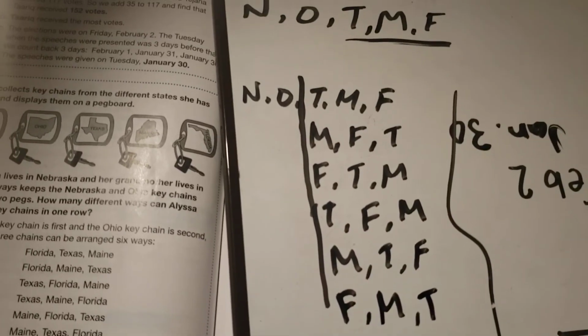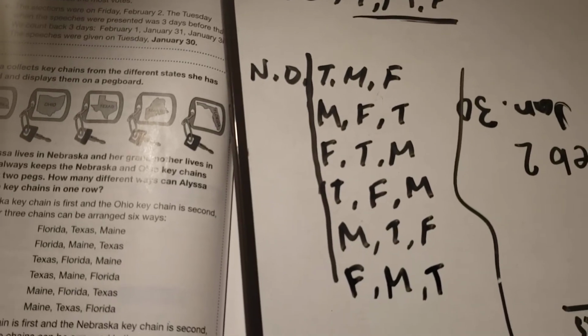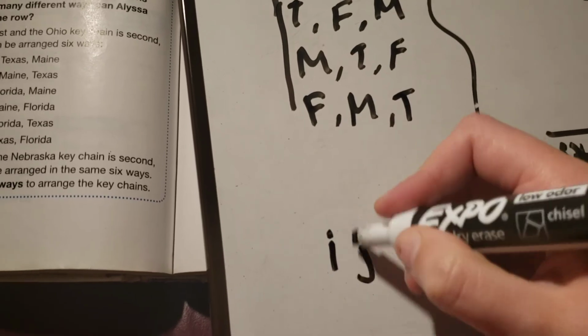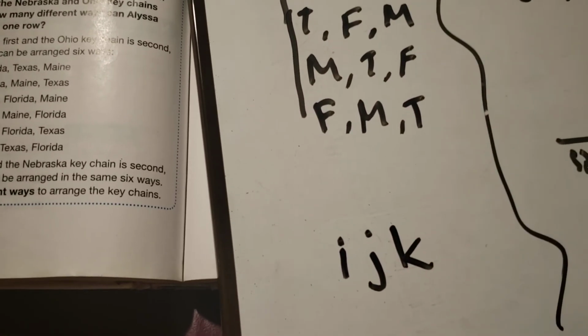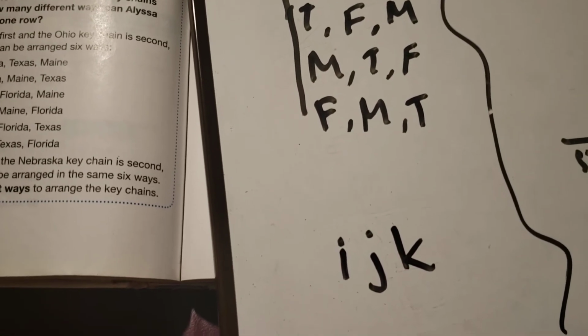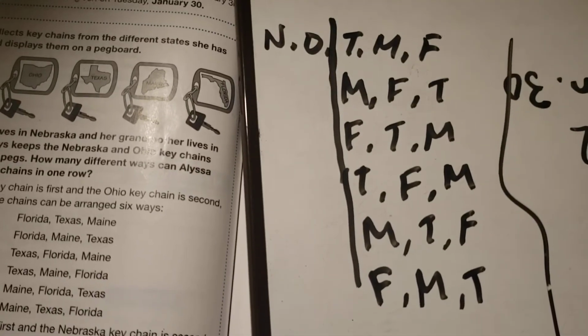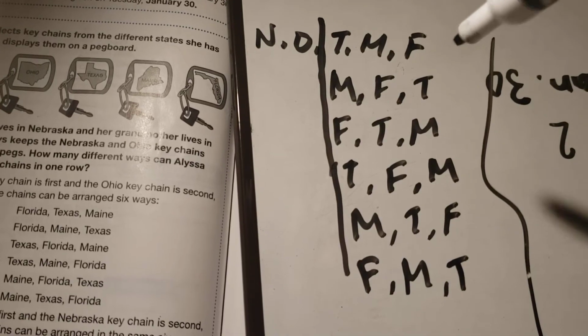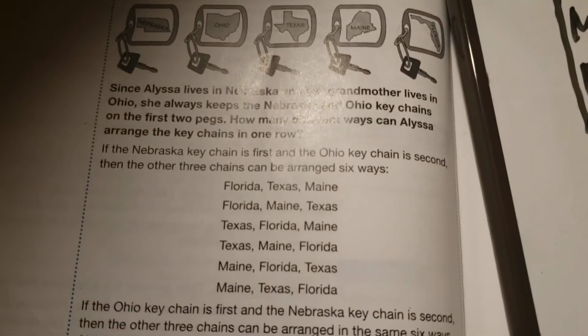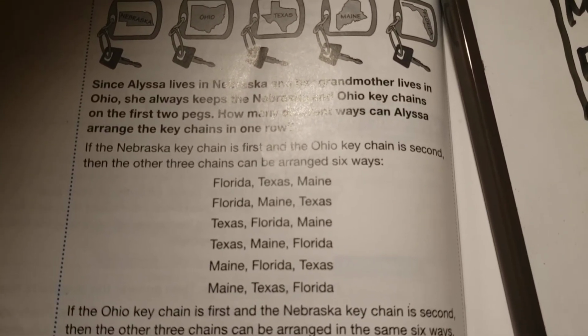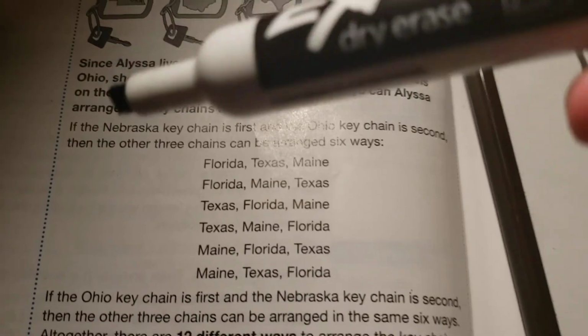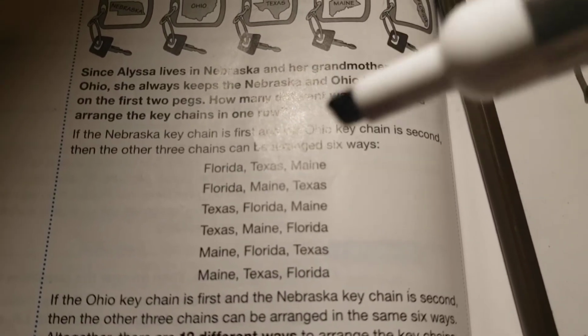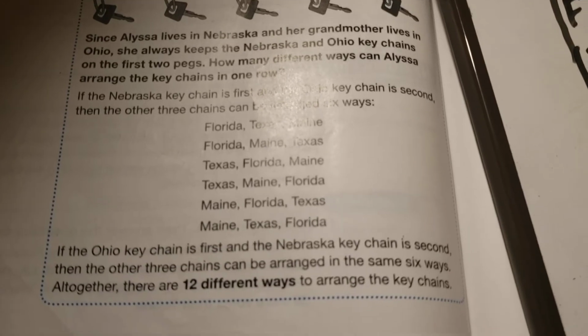And we've done similar things to this in the past with our numbers, with those letters. Remember, we used to have like I and J and K, and how many different ways can you arrange them? It's the same thing that we did there, just with different kinds of information. So here we can check our answer. It's got Florida, Texas, Maine, Florida, Maine, Texas. That's the same thing. You just kind of take them two at a time and pair them together that way.